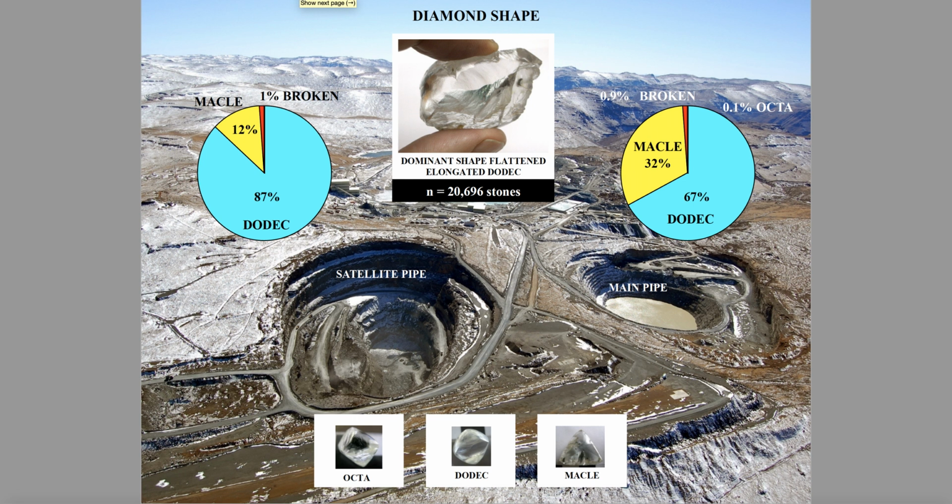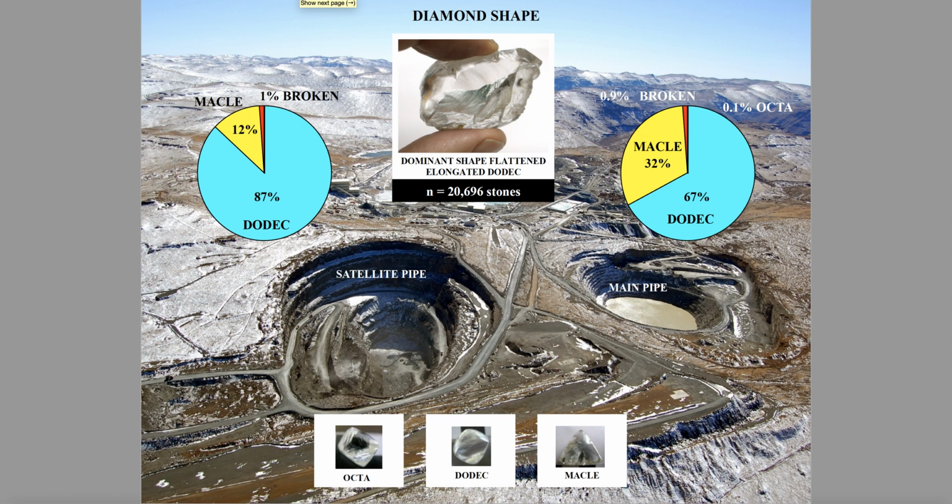Then the diamonds have different shapes. I will talk later about the shapes, but here you have already small pictures below. You have the octahedron, the dodecahedron, and the macle. The dominant shape is a flattened and elongated dodecahedron, with a number of 20,696 stones.